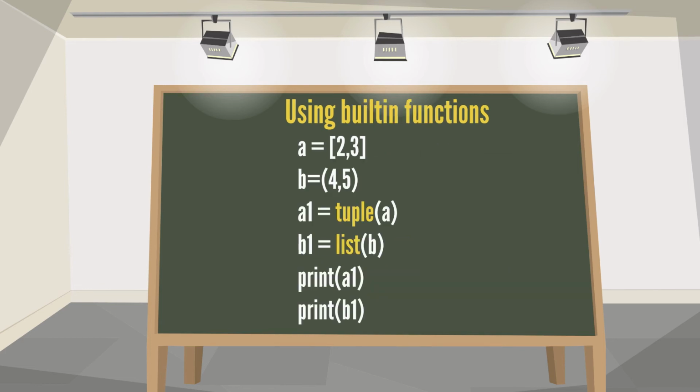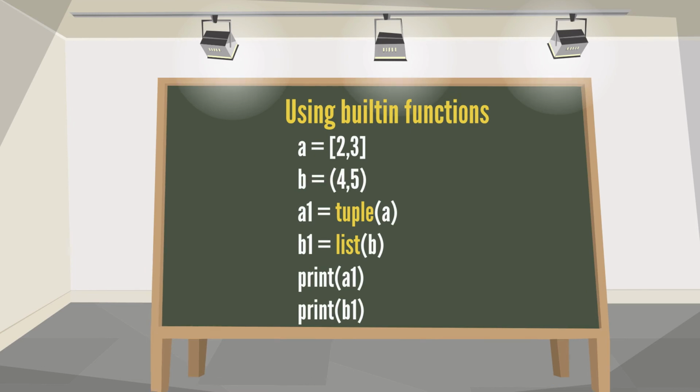And now, using built-in functions, let's create new data structures. In this example, A is a list and B is a tuple created using symbols. And then we create an A1 tuple by using the built-in function tuple and passing in the list A as an argument. On the same lines, B is a tuple created using the symbol, which is used as an argument in the list function to create a list B1.